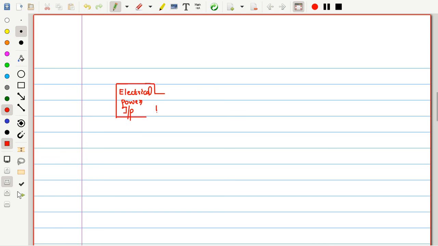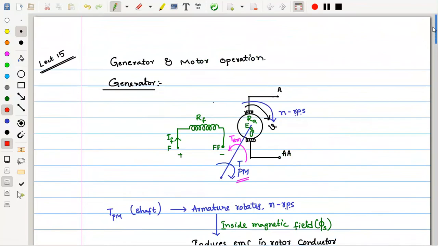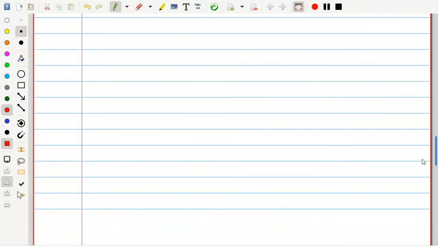So once I give electrical energy as the input, now try to see in case of the motor what things are going to take place. Here I used the V and I symbols, so I'll call this P in is equal to VI. P in is equal to VI. See, I applied a DC voltage of V and a current of I amperes.